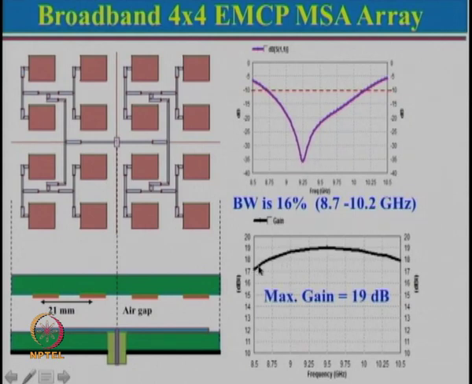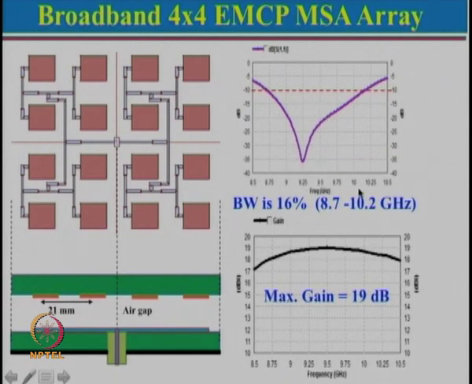So, one can actually see here, this is the gain plot, and one can see that gain is fairly uniform over a large bandwidth. In fact, over 1 gigahertz bandwidth, the variation is less than 1 dB. So, it is a fairly good array, and the radiation pattern variation over this band is also very small.